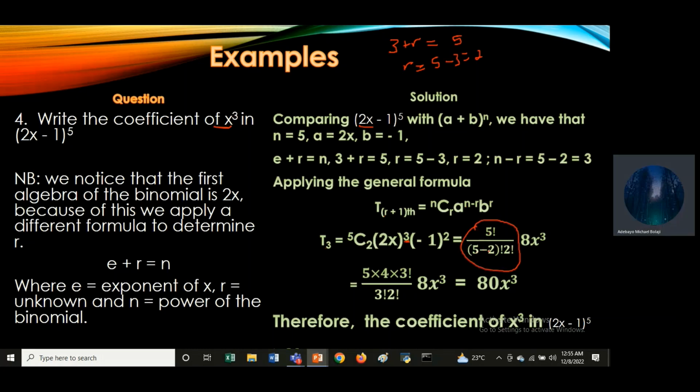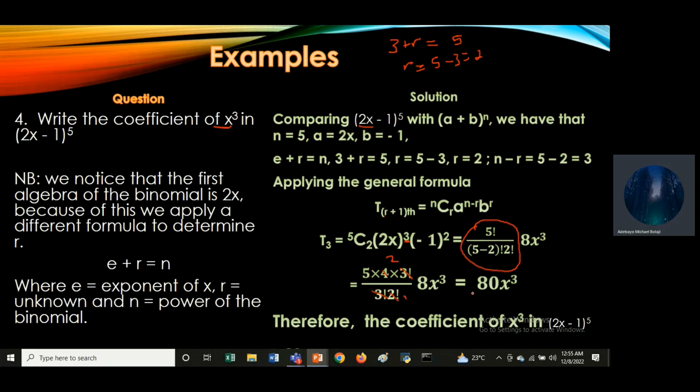That's 5 factorial over 5 minus 2 factorial, 2 factorial, times 2x raised to the power of 3. 2 raised to the power of 3 is 8. x raised to the power of 3 is x raised to the power of 3. Minus 1 raised to the power of 2 is 1. That's plus 1. 1 times 8x raised to the power of 3 is 8x raised to the power of 3. 5 minus 2 is what? Is 3 factorial. So this 3 factorial cancels this 3 factorial. 2 here, 1, 2 in 4 is what? Is 2. 5 times 2 is what? Is 10. 10 times 8 will give us 80. And that's why we have 80x cubed.